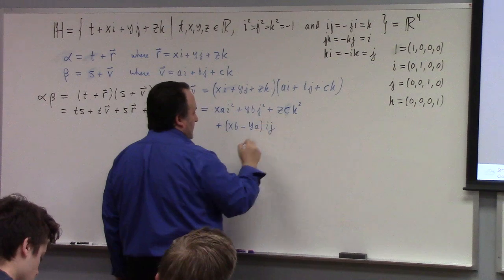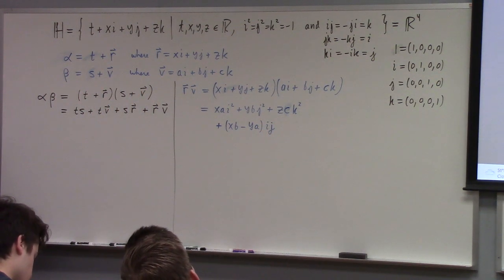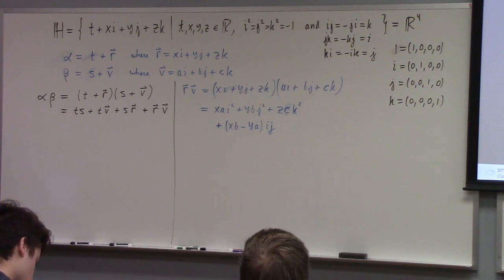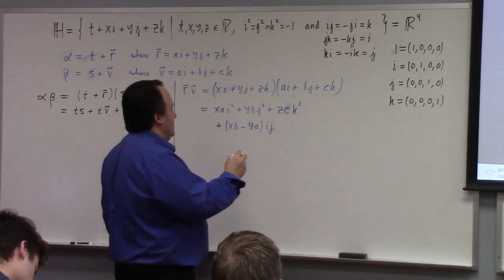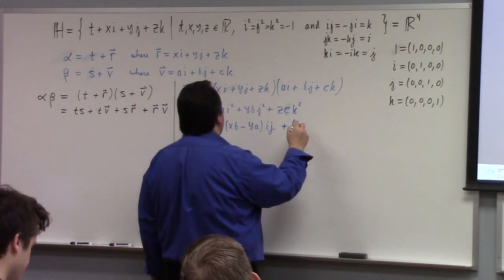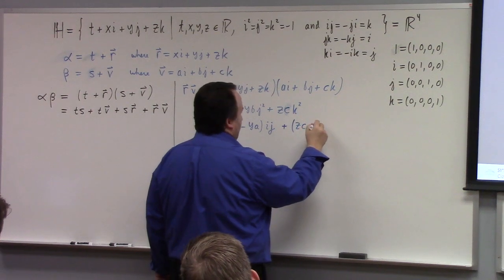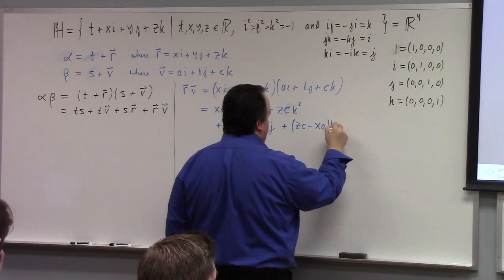Times ij. So what I did there is I used the fact that ij is equal to minus ji to put a minus on that term. All right, so then I can also have ki terms, right? So ki terms, I've got zc minus xa times ki.